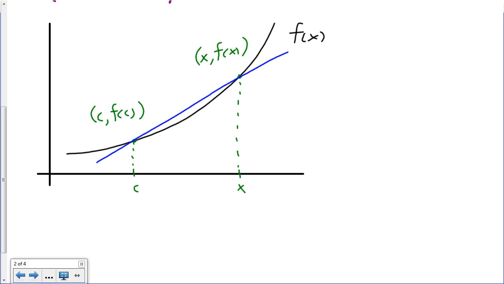And that line is what we call a secant line, as opposed to a tangent line. A secant line gives you two points on your curve like this, versus a tangent line that just touches your curve at one point, which is what we're trying to do.